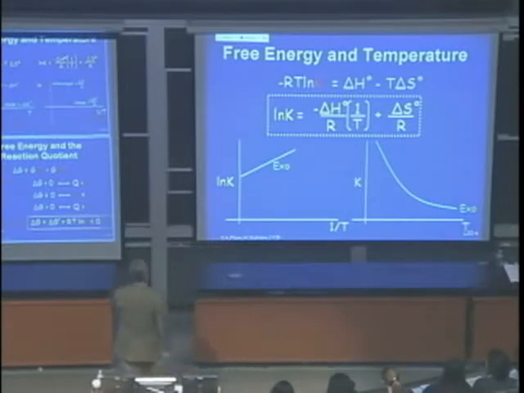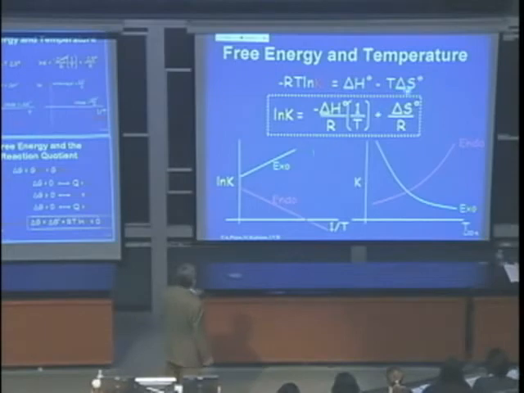And so if we have this here now, ln K, what is the slope? The slope is minus delta H over R, okay? And that slope is positive, so that will be minus delta H over R, so that means exothermic. What does that mean?